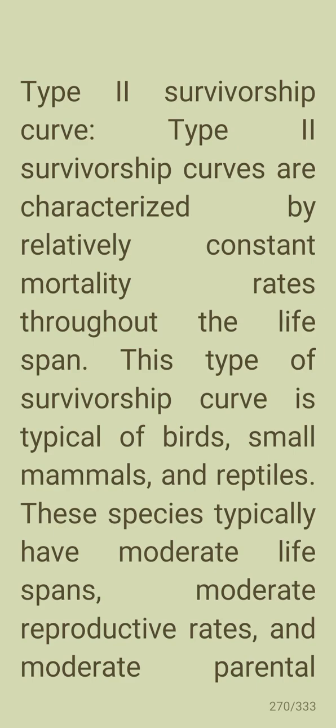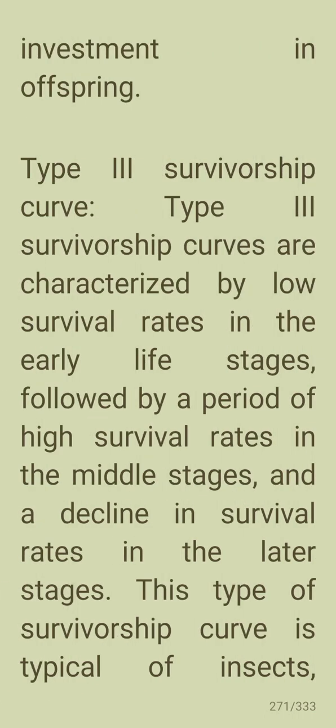Type 2 survivorship curve. Type 2 survivorship curves are characterized by relatively constant mortality rates throughout the lifespan. This type of survivorship curve is typical of birds, small mammals, and reptiles. The species typically have moderate lifespans, moderate reproductive rates, and moderate parental investment in offspring.